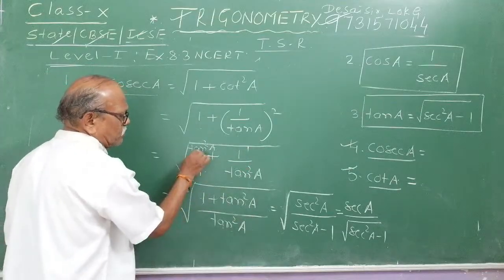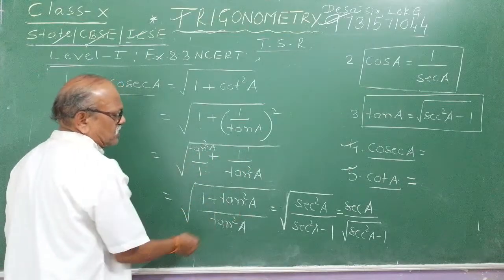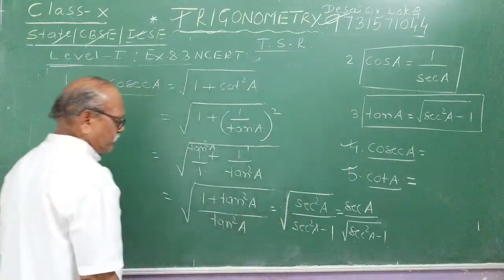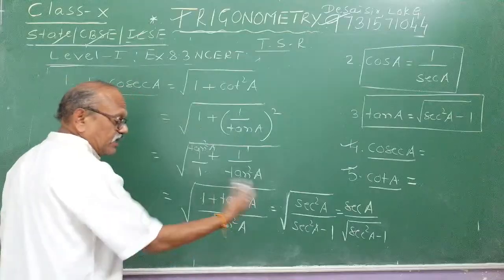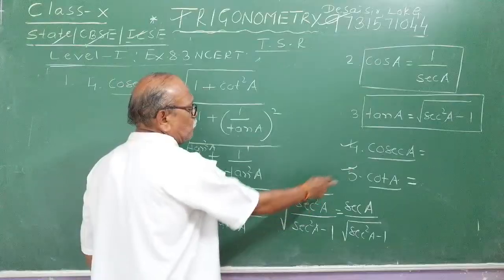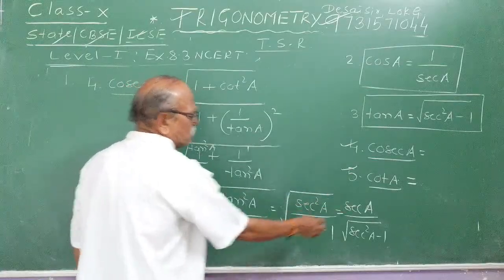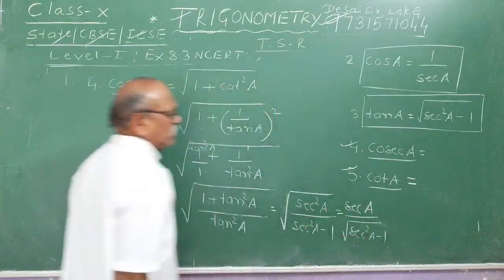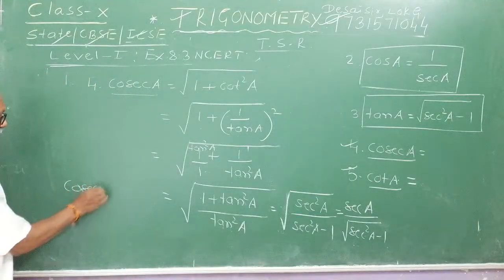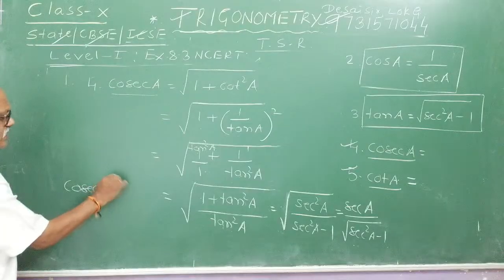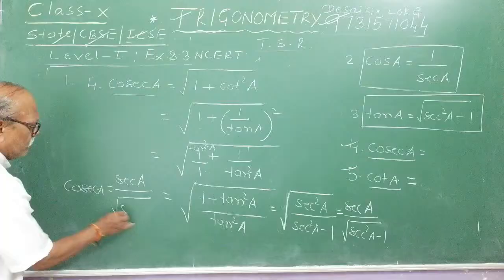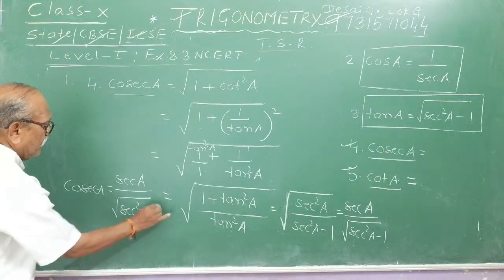You can write it as tan square a plus 1, which is the same as 1 plus tan square a. Already you know that 1 plus tan square a is sec square a, and tan square a can be written as sec square a minus 1. Root of a by b is equal to root a upon root b. Root of sec square a is sec a, upon root of sec square a minus 1. Thus you can write cosec a is equal to sec a divided by root of sec square a minus 1.